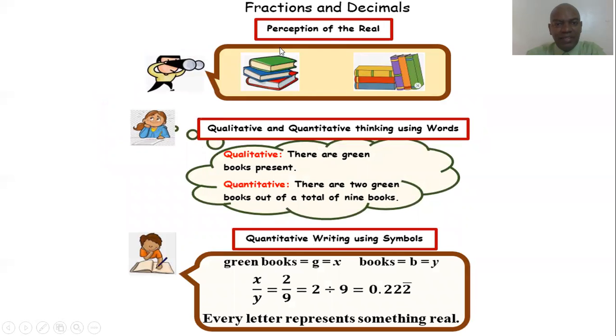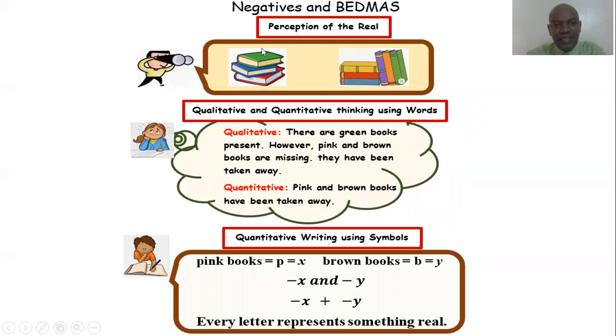Now, for fractions and decimals, let's say you perceive the real, you perceive some books. So in your mind, you'll be thinking qualitatively and quantitatively using words. Qualitatively, you would say there are green books, color. Quantitatively, you start to count. There are 2 green books out of a total of 9. So as a fraction, to write this symbolically, you could use X for green books and Y for books, because a letter represents something real. And X over Y would be 2 over 9, which is a fraction. And if you divide 2 by 9, you get 0.2 recurring. Fractions to decimals, from the real to symbolic mathematical writing using symbols. Then negative numbers.